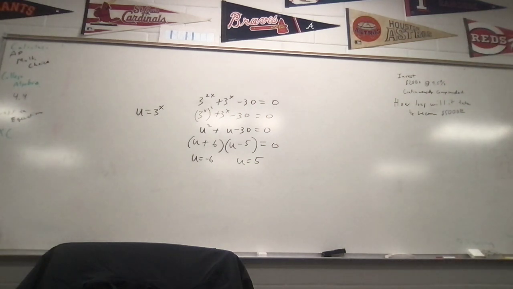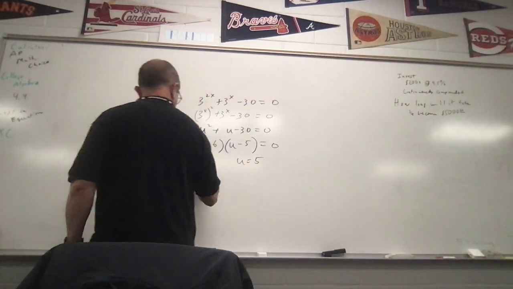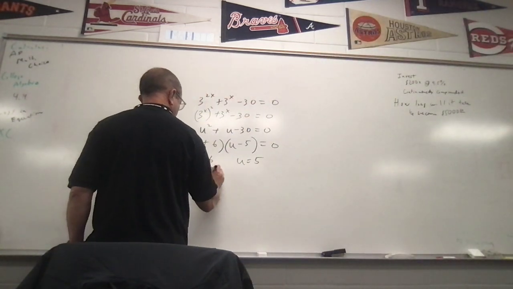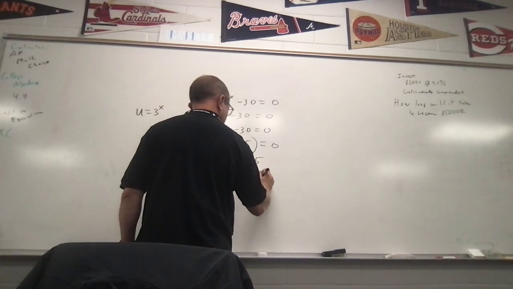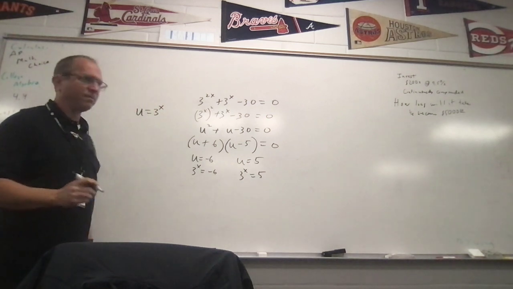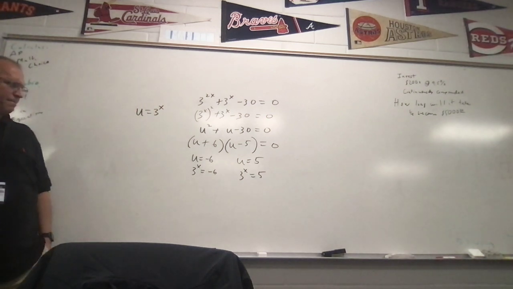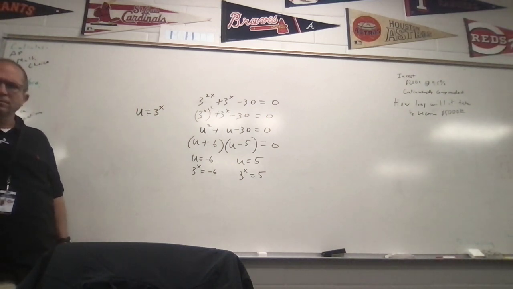Wait, don't do that yet. Because I'm not solving for u, am I? I'm solving for x. So at this point right here, I'm going to rewrite the problem as 3 raised to the x equals negative 6 and 3 raised to the x equals positive 5. Is there a question about that?